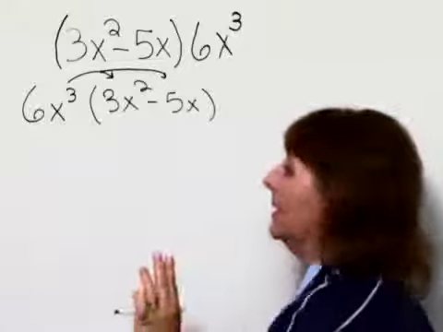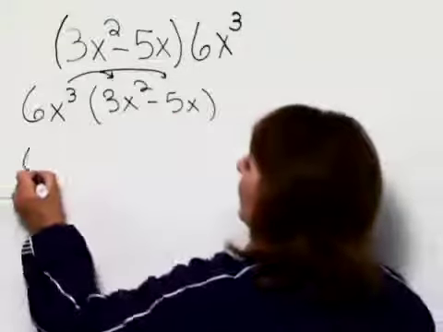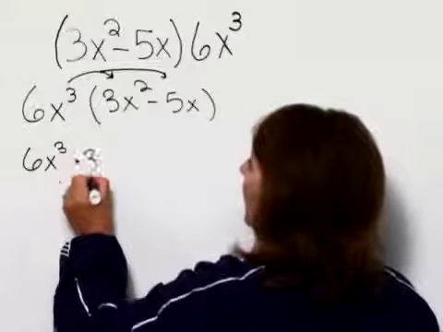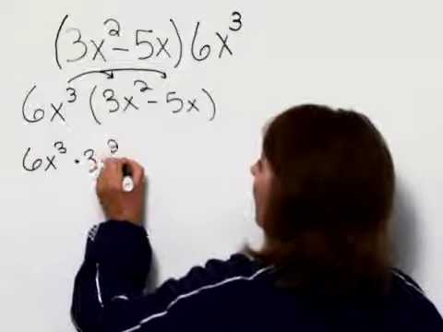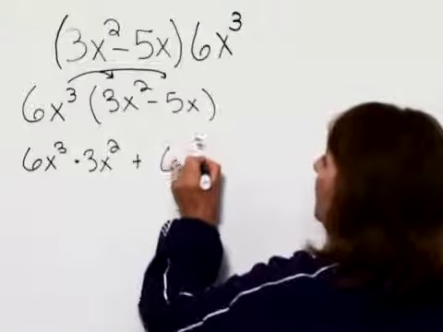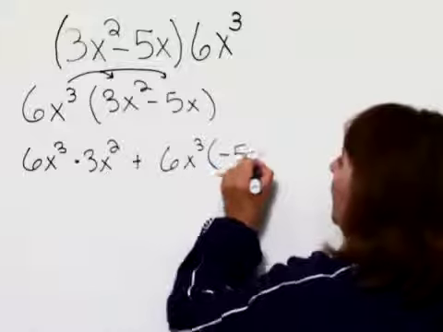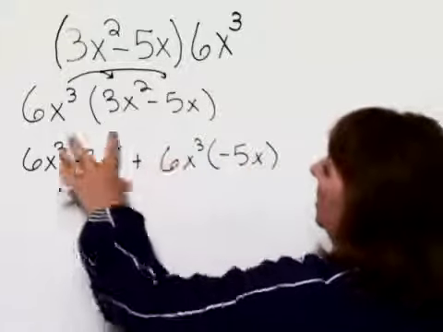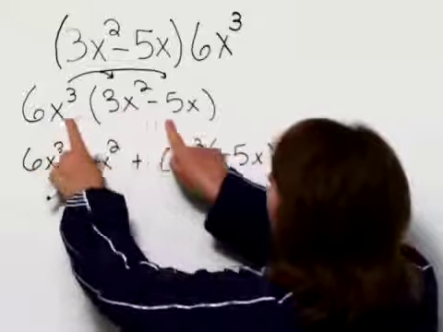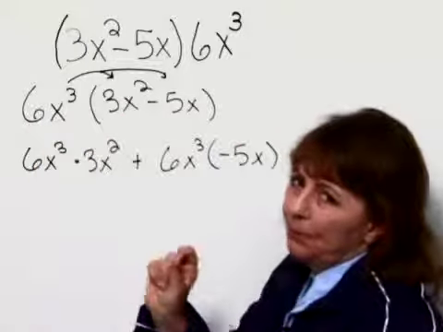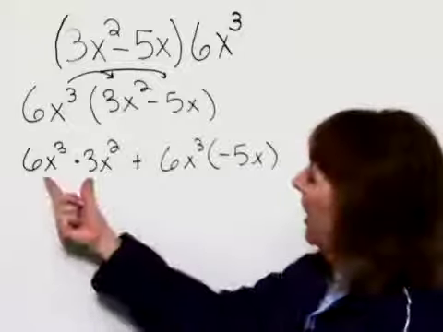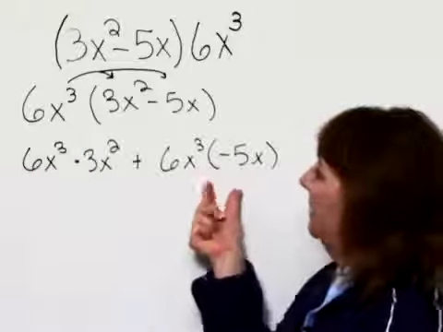So now let's complete that step. 6x cubed times 3x squared. And we're going to add that to 6x cubed times a minus 5x. As you do more problems, you may be able to do this step mentally and this step mentally. But if you see you're making sign errors or multiplication errors, I highly recommend you write out this step.